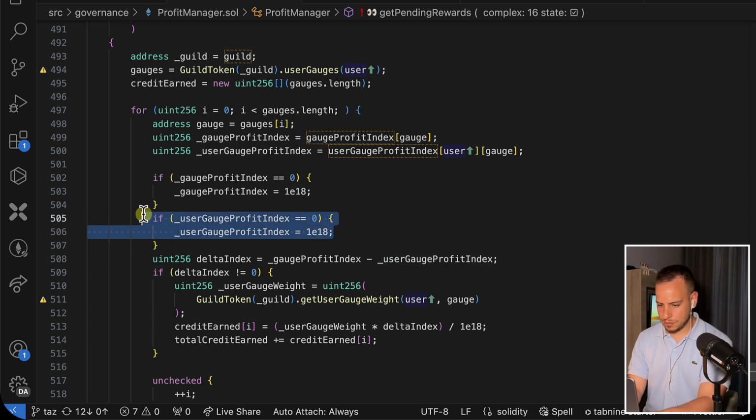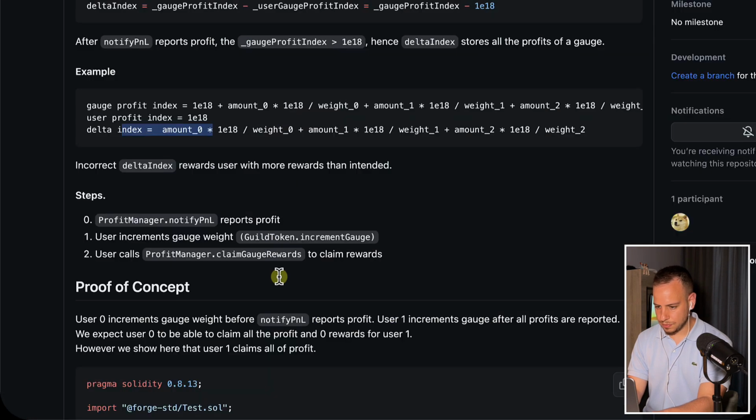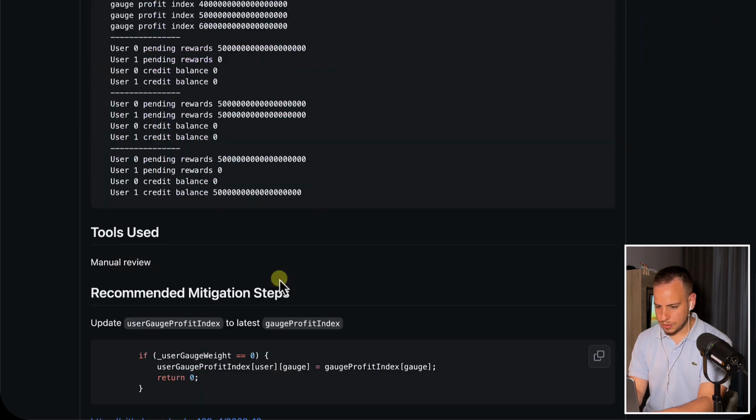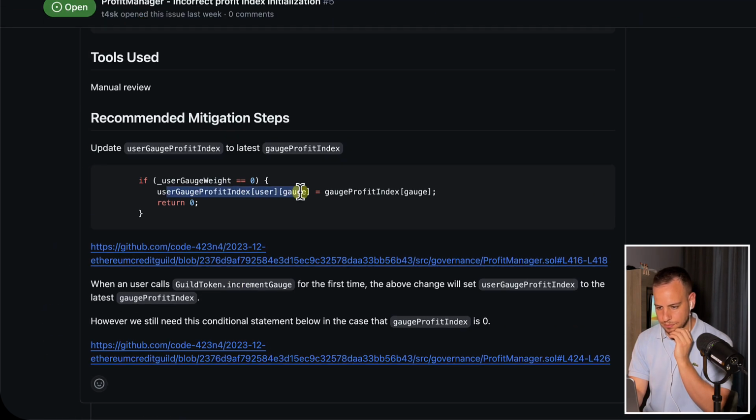I think it was something tricky. Can you go back to the GitHub issue? Something with initialization. You need to initialize it correctly. That's the mitigation. The first time that claim reward is called, it always hits this spot. So you can initialize the user profit index by setting it to the current gauge profit index. That's the solution.